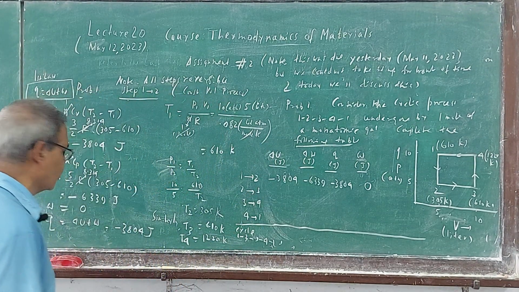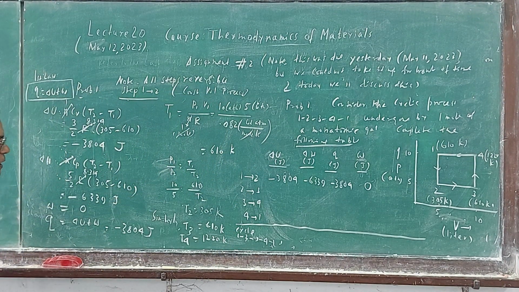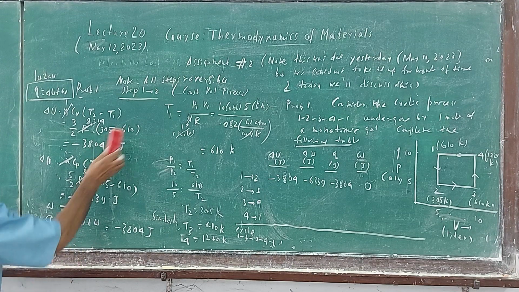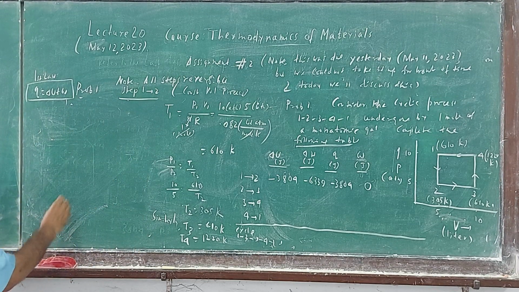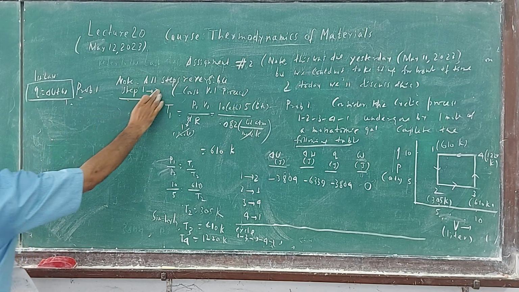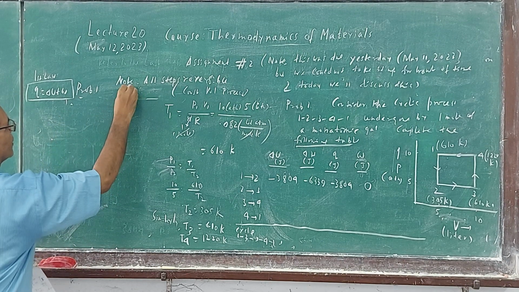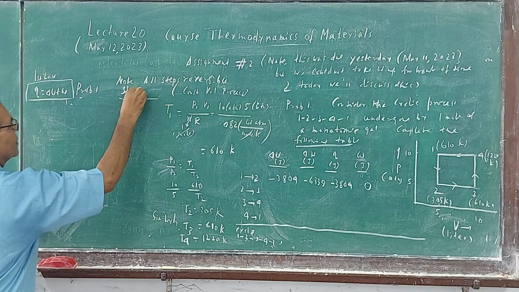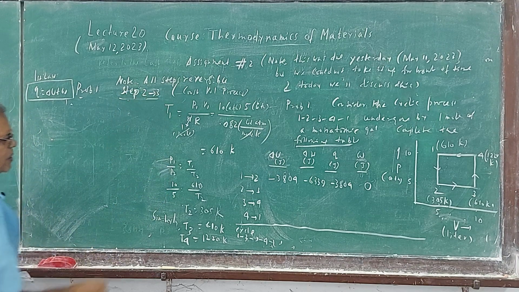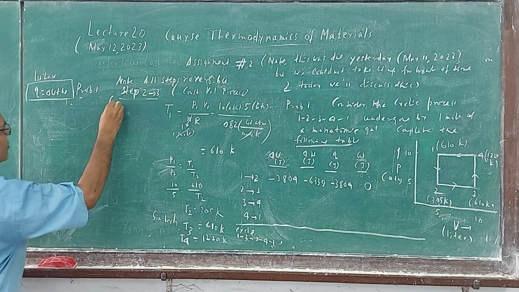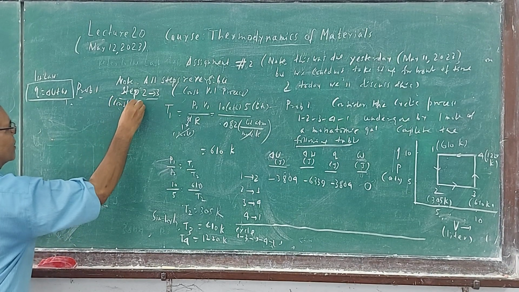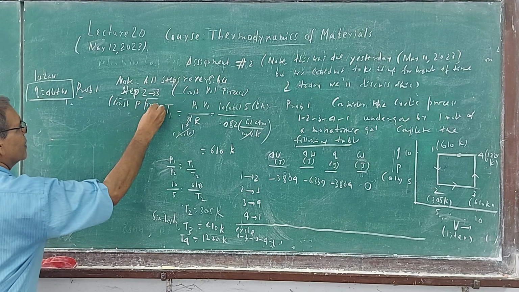Okay, so the second step is what? I'm taking that also, then I'll quit. I'll quit means I'll give the answers only. Step 2 to 3, quickly. Please, what is this process? Constant pressure. Very good. Write that out. Constant pressure process. Very good.